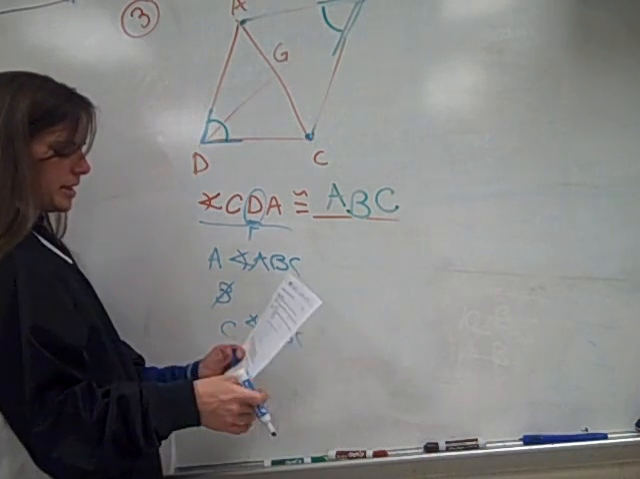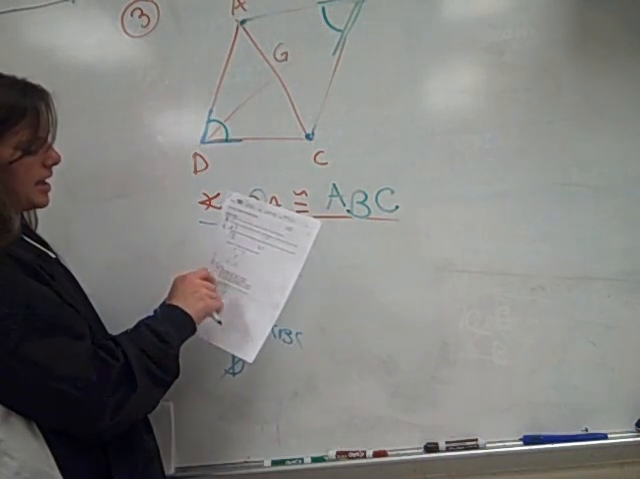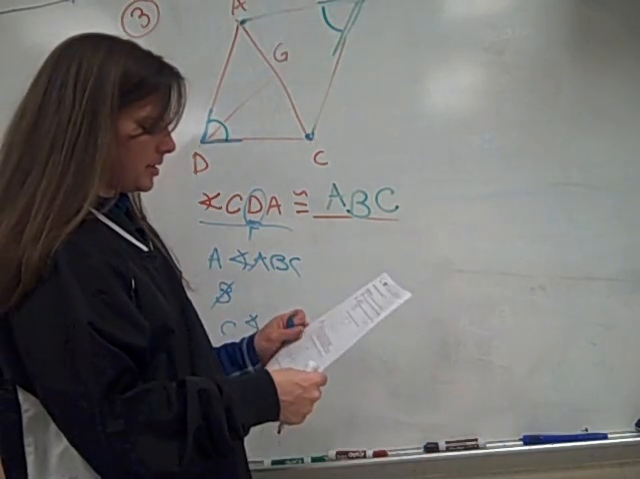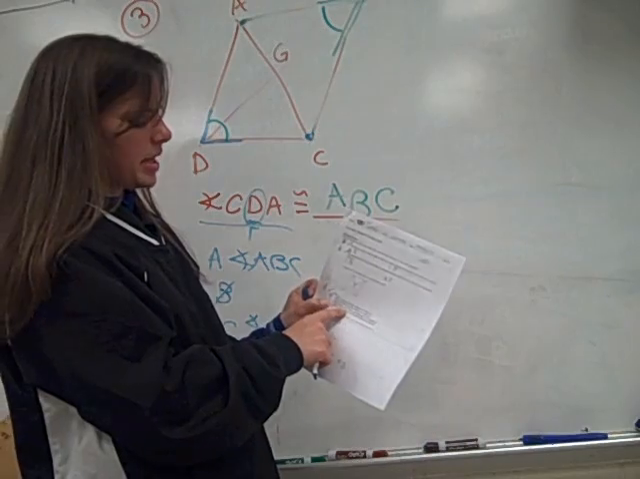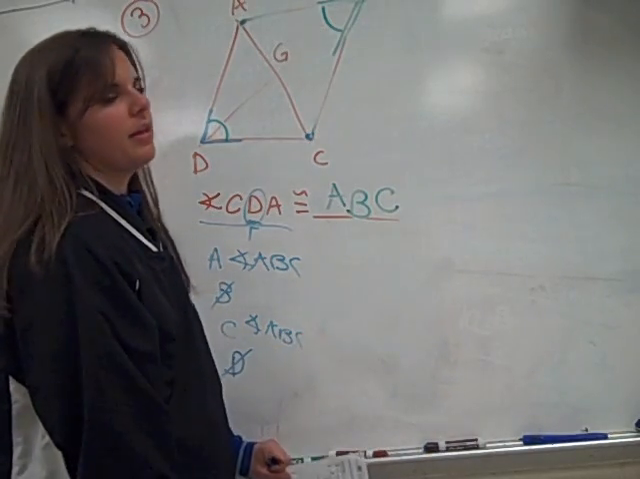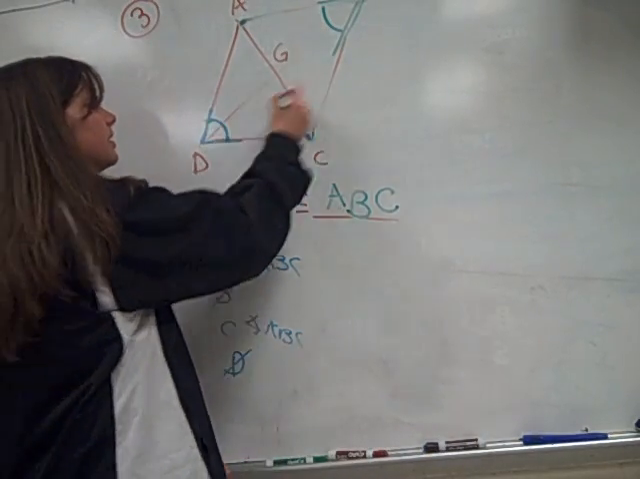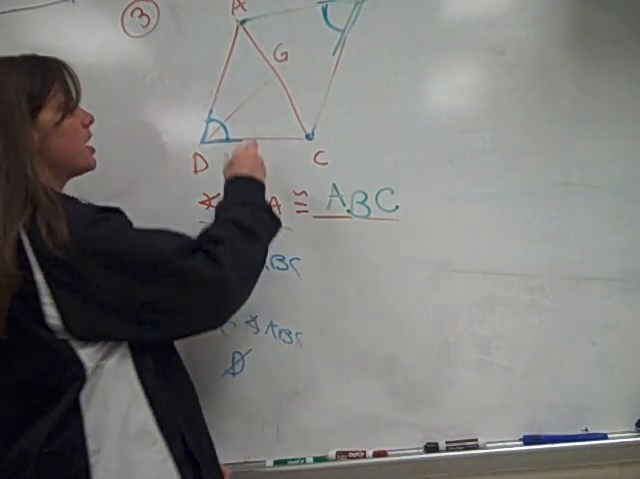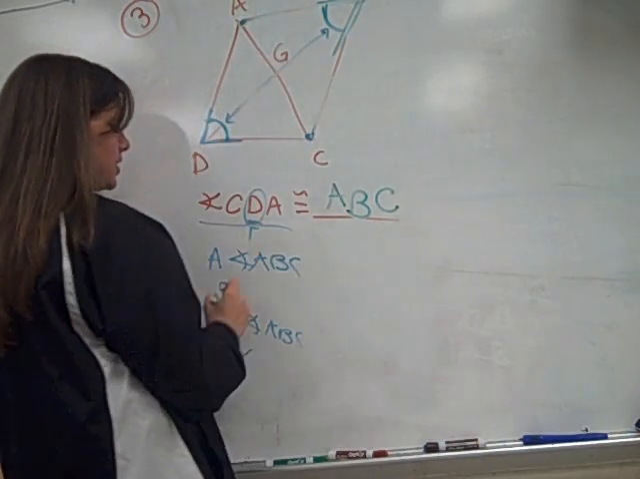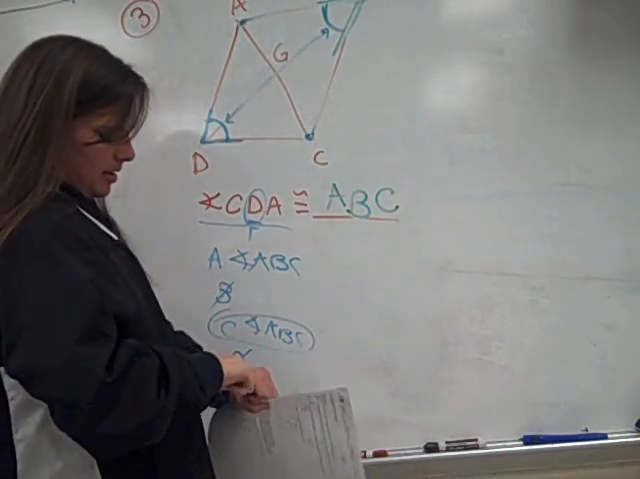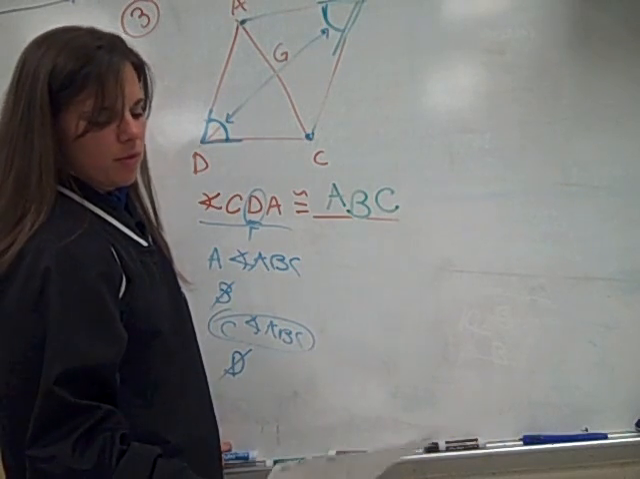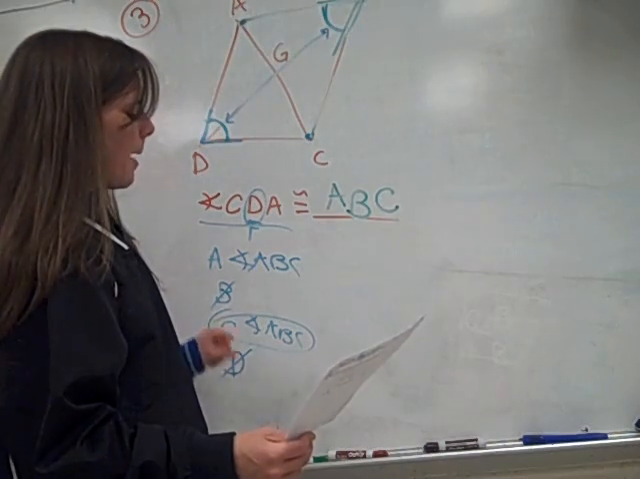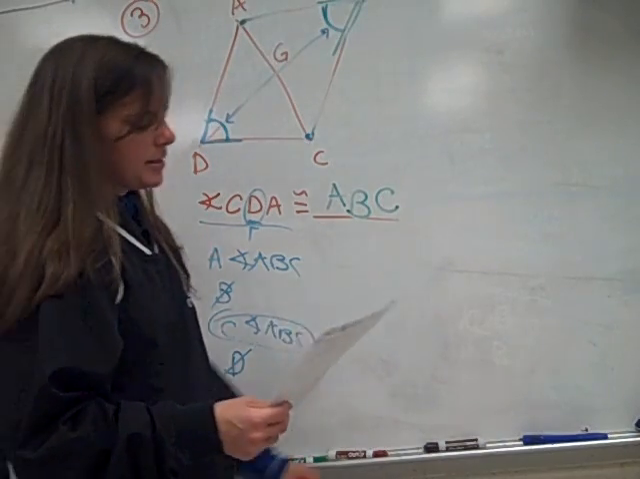Okay, so take a look at the explanation. A says ABC because alternate interior angles are congruent. C says because opposite angles of a parallelogram are congruent. So take a look, this one and this one, those are not alternate interior angles, those are opposite. So your answer is C. The answer key was wrong. So if you're wondering about that one, it was a mistake on the answer key. Opposite angles is what we're looking at.